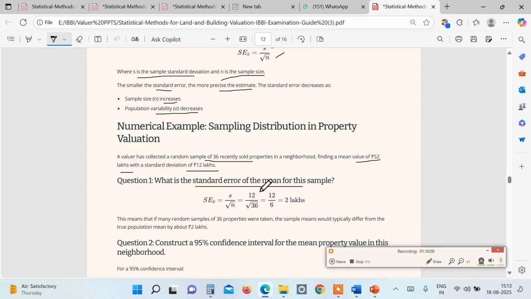So you know the formula for standard error is S divided by √n. S, the standard deviation, is 12 lakh. n, the number of samples, is 36. Square root of 36 is 6, so 12 divided by 6 is 2 lakh. So this means if many random samples of 36 properties were taken, the sample mean would typically differ from the true population mean by 2 lakhs.